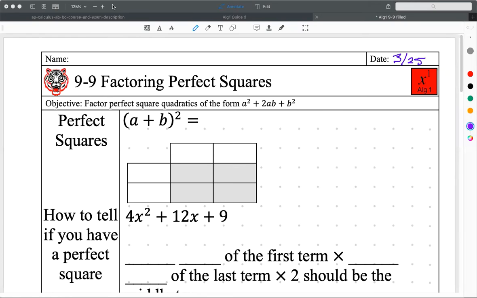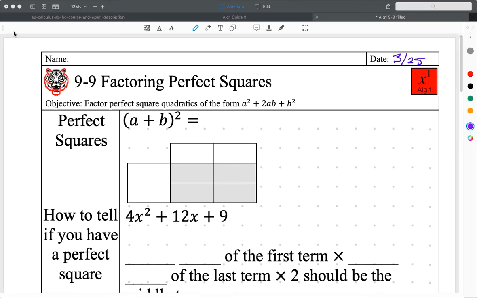Our objective today is to factor perfect quadratics of the form a squared plus 2ab plus b squared. Sorry about that. I know that Wyatt raised his hand, but I missed it. I'll get you next time.